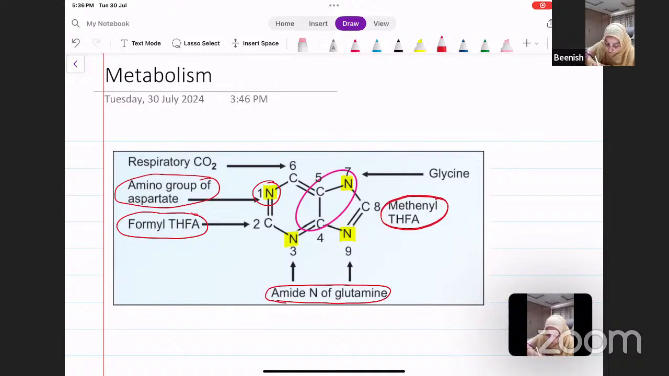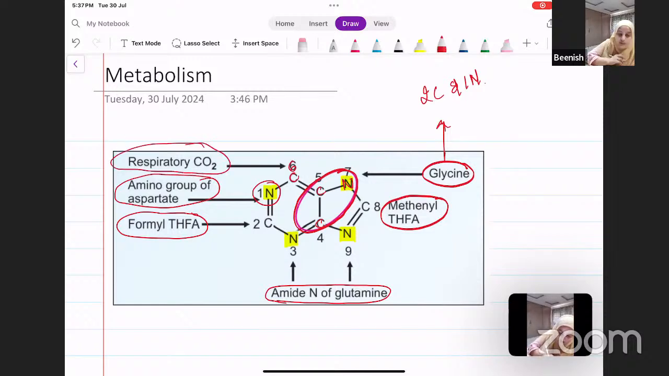Then your carbon 4, 5 and nitrogen 7, as you can see here, are coming from glycine. Your glycine only has two carbon and one nitrogen. We all know the structure of glycine. Two carbon and one nitrogen, you can see they have been contributed. So almost the entire glycine is incorporated in the purine ring. Then your carbon 6 of the purine ring is coming from respiratory carbon dioxide.